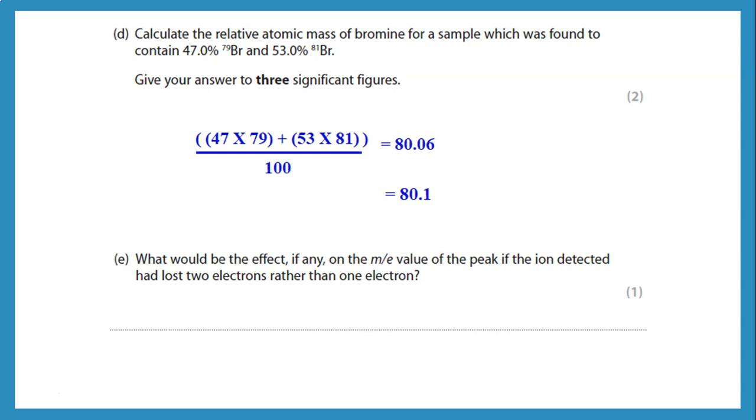What would be the effect, if any, on the m over e value of the peak if the ion detected has lost 2 electrons rather than 1? Remember that the peak is m over e, where e is the charge. So if the mass is 80, and it has a charge of +2, then the m over e value will be half the original value. So instead of m over e at 80, it will be m over e at 40, because it is the molecular mass over 2.